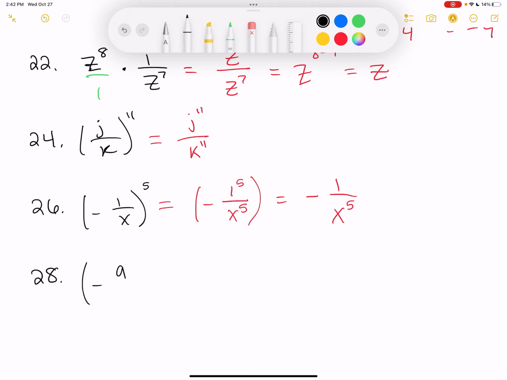Number 28: negative a over b to the 4th. What do I have with this one? You put 4 of them. Okay, 4 on both of them. What about my negative? It's still a negative. You only keep the negative if it's outside of the parentheses, because if it's outside, it's not connected. Since it's inside and I have an even exponent, the negative sign goes away. So the negative sign is gone.